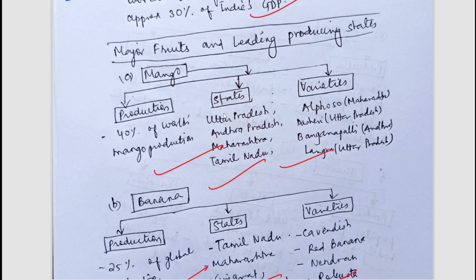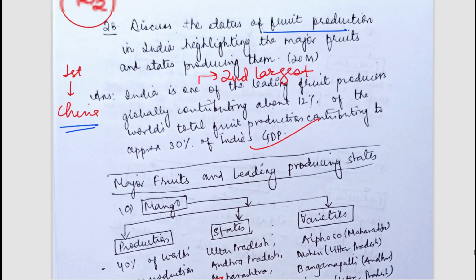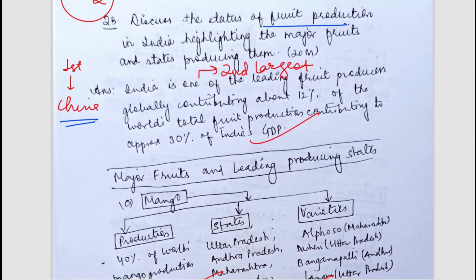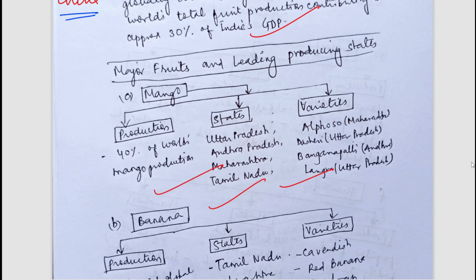So, mango, states mentioned, varieties mentioned. Although varieties were not asked in the question, still the student has mentioned them. So you can write 2 or 3 varieties. There is no concern on it.